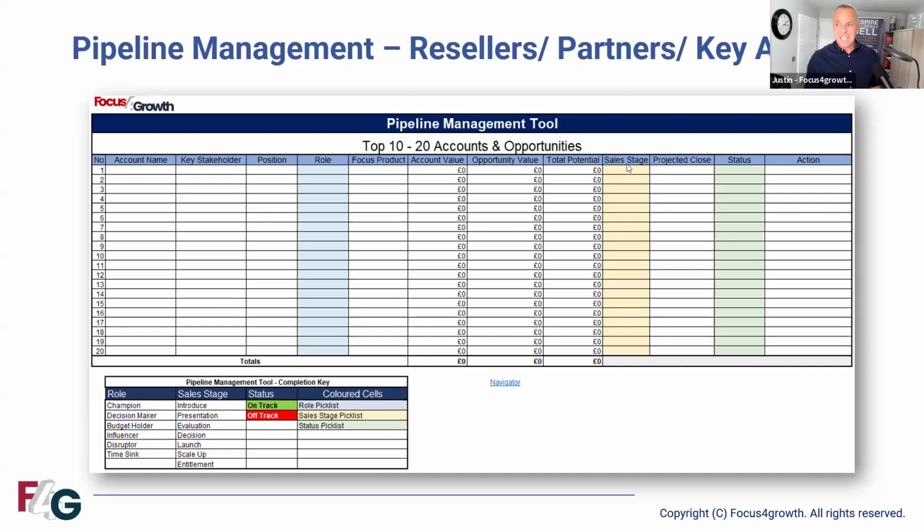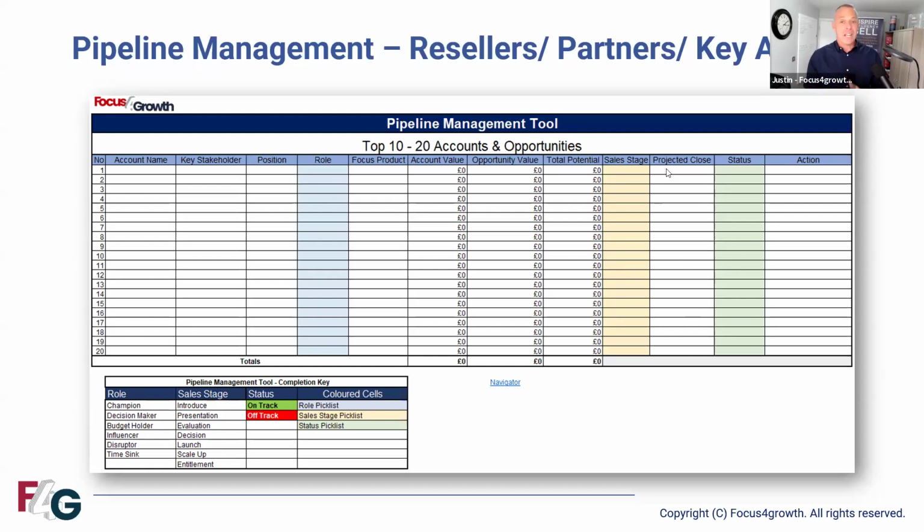We've then got sales stage. The sales stage links to the stages in a CRM process. So we've got introduce, we've got presentation, we've got evaluation, we've got decision, launch, scale up, and then entitlement is when you've got to the point where there's the most amount of business in that account that you believe you can get. So we've got all of those different stages, and your opportunities that are growth opportunities should live in some kind of form where you can track them.